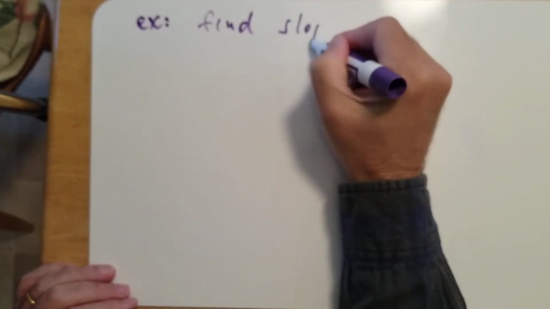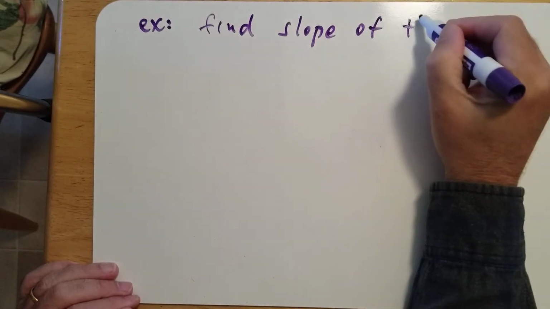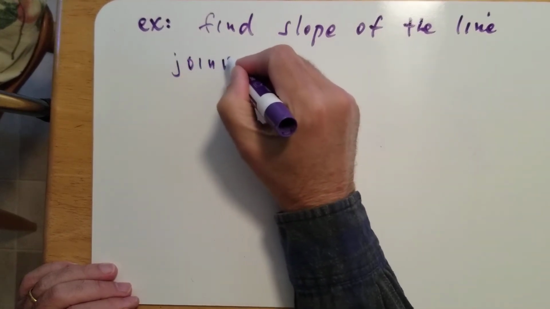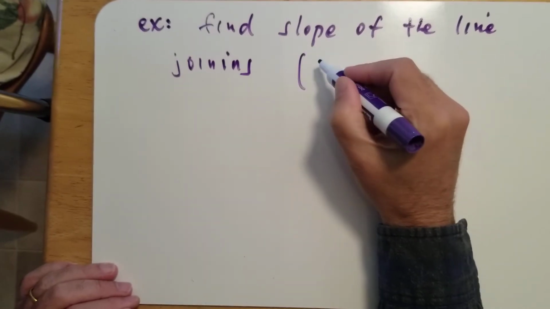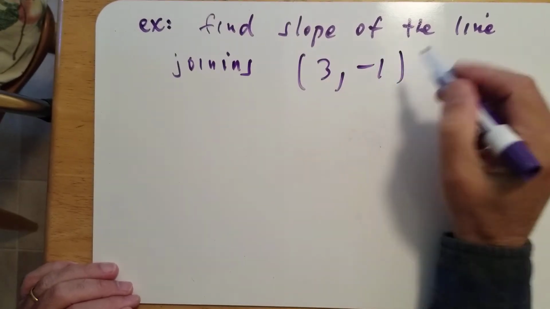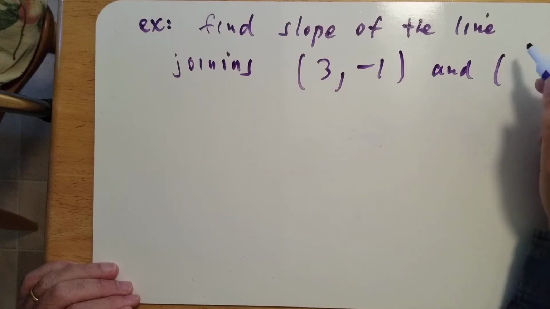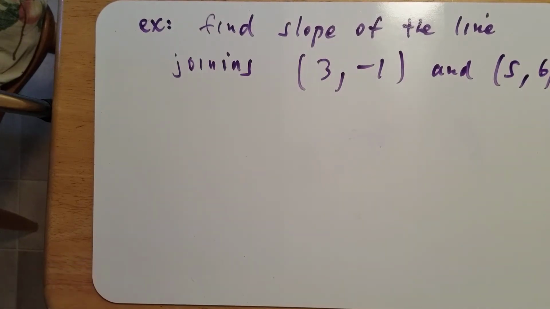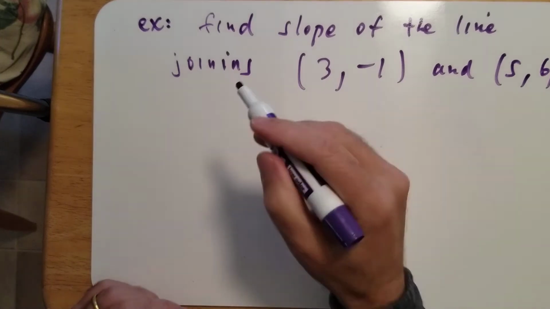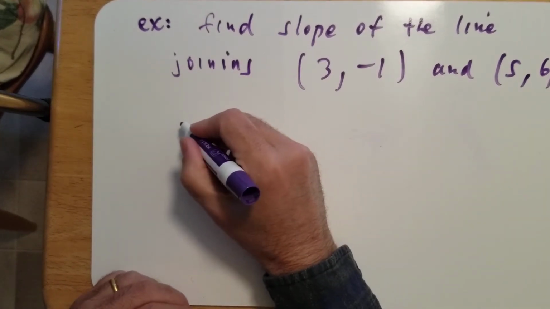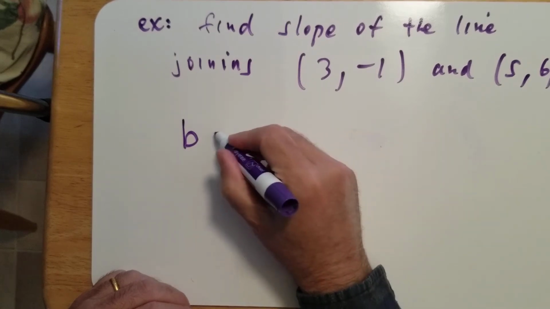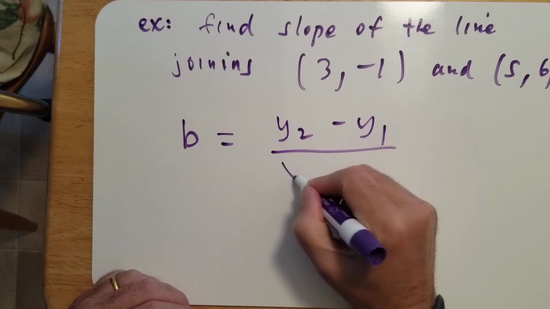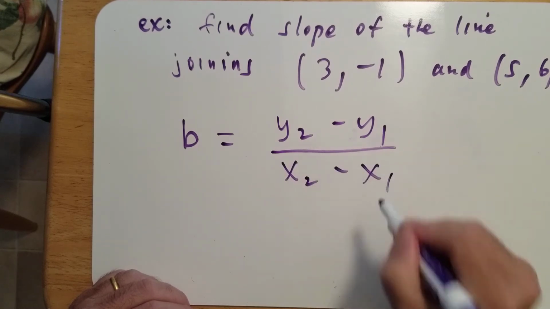So here's another example. Find the slope of the line joining 3, -1, and 5, 6. I just randomly made up those numbers. I'm not sure how this is going to turn out. So the formula for slope, which is denoted b, is y2 minus y1 over x2 minus x1.